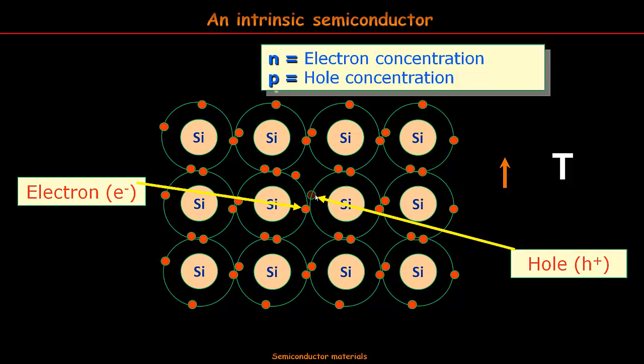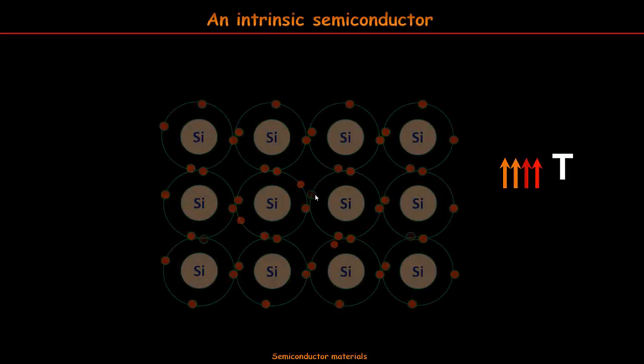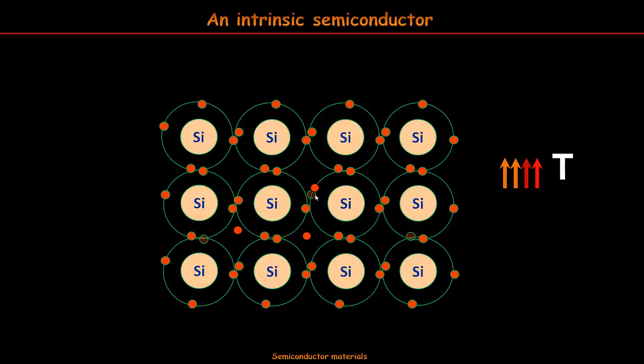We will name N the electron concentration and P the hole concentration, or population. In an intrinsic semiconductor at a certain temperature, N is equal to P. By the way, we will call N any material with electrons as majority carriers, and P the one with holes. Suppose for a while that we increase the temperature. Then the energetic condition of the material is increasing too.